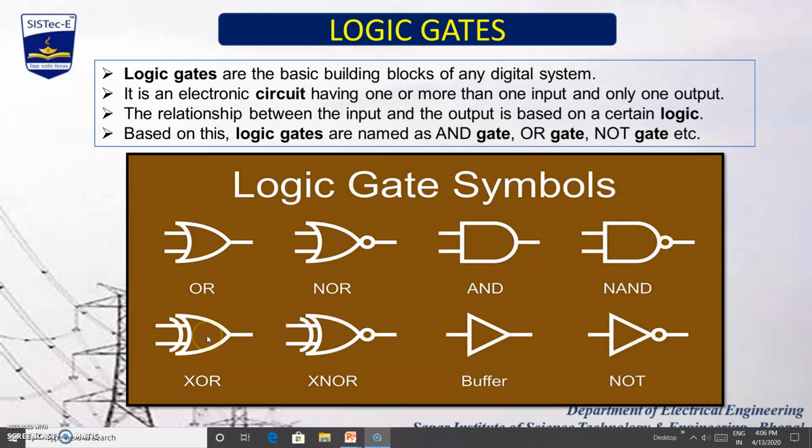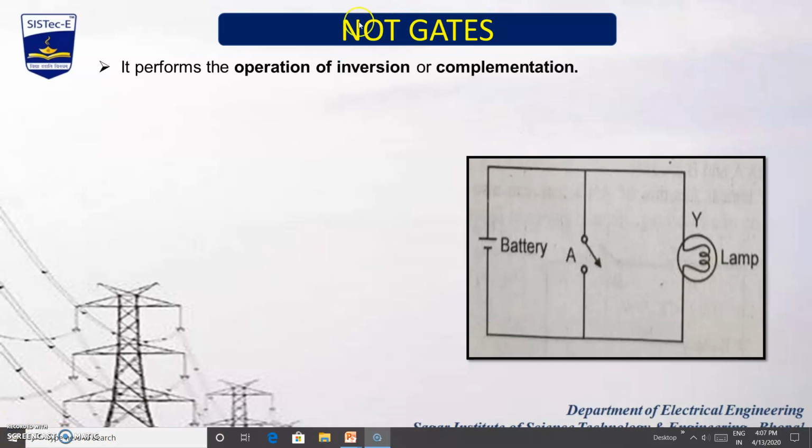Similarly, we have some more logic gates like XOR gate and XNOR gate. We have NOT gate, this is called inverter gate, and we have buffer. These are all the basic symbols of basic logic gates. We are going to discuss the first gate, that is NOT gate.